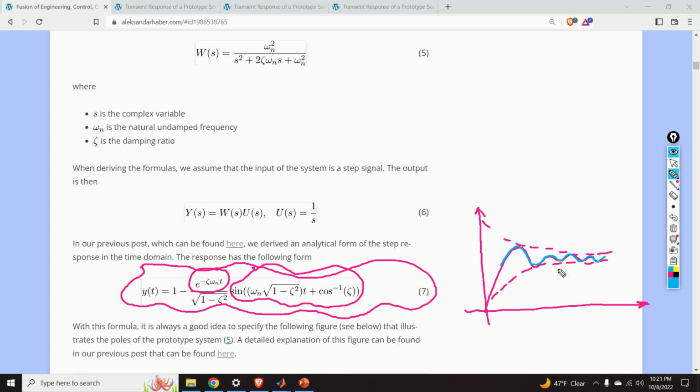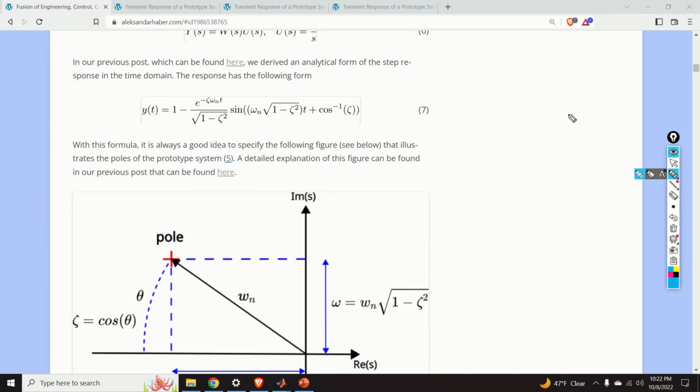The whole idea of deriving the peak time and the percentage overshoot is to find the time for which this function achieves the maximum value. Okay, so how to find the maximum value?